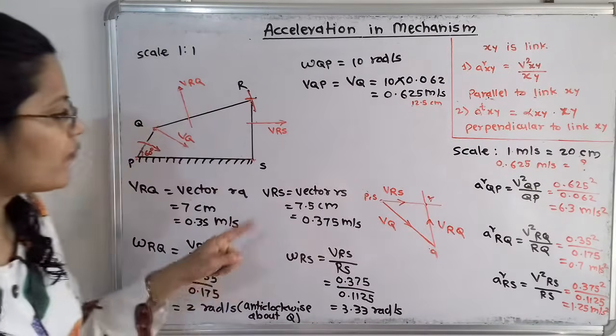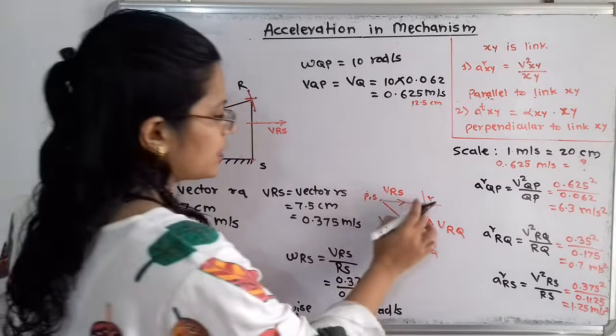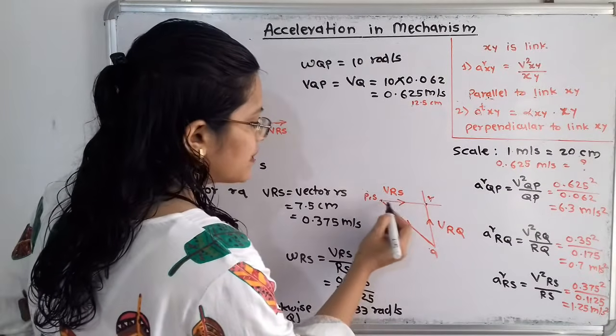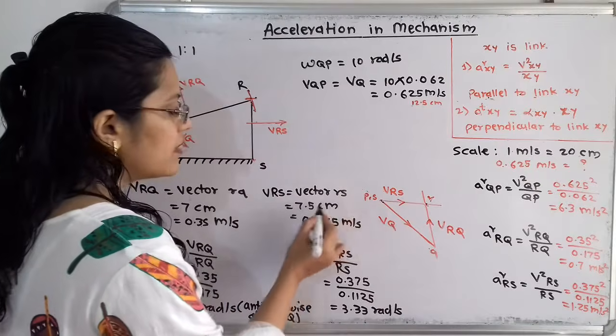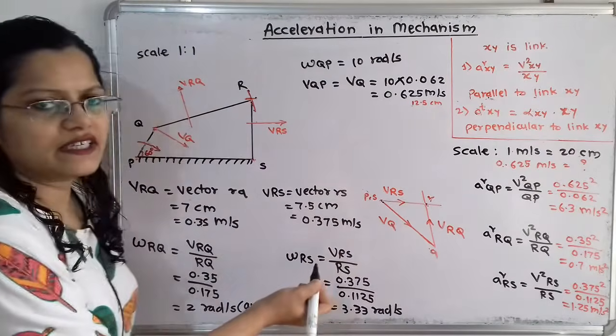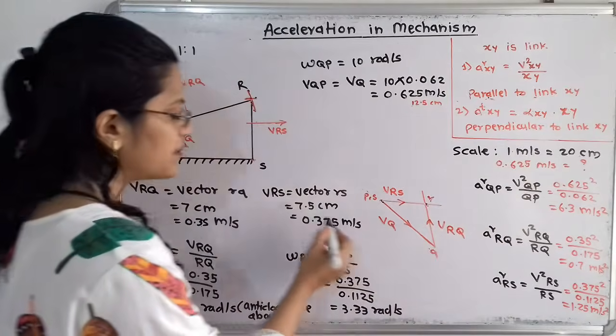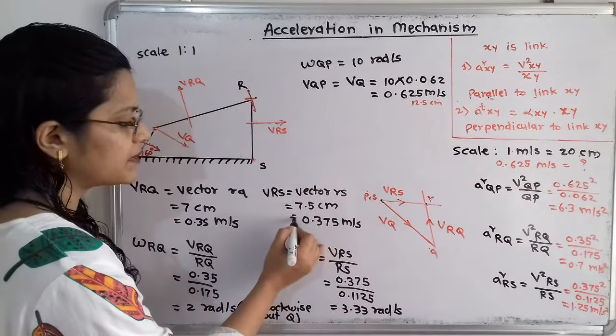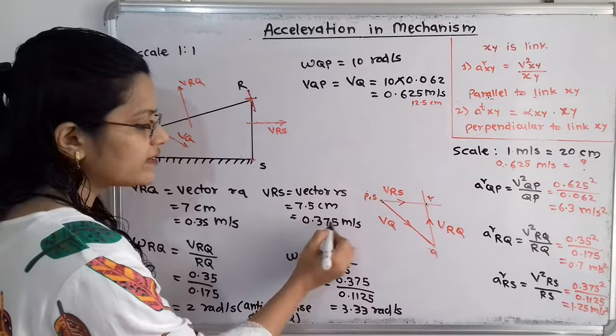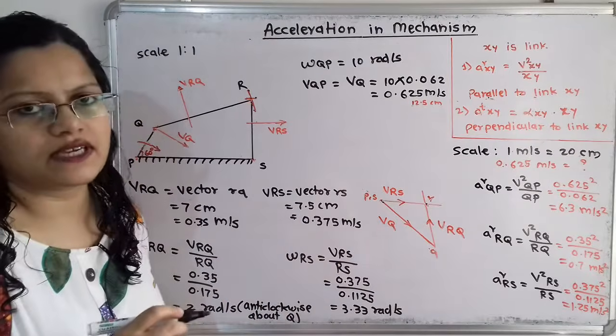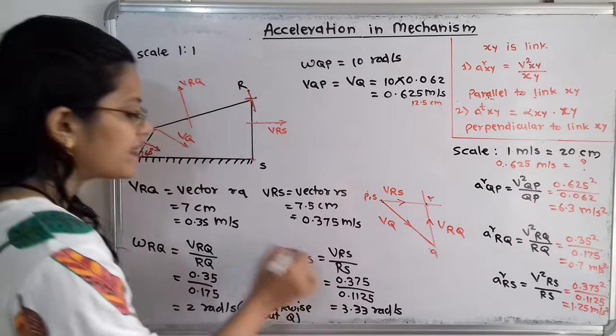Next we have to find out the linear velocity of RS. So we will measure this vector S to R and its length is 7.5 centimeters. As per this scale, 1 meter per second is 20 centimeters. So for 7.5 centimeter it is 0.375 meter per second. So now we will find out the omega.